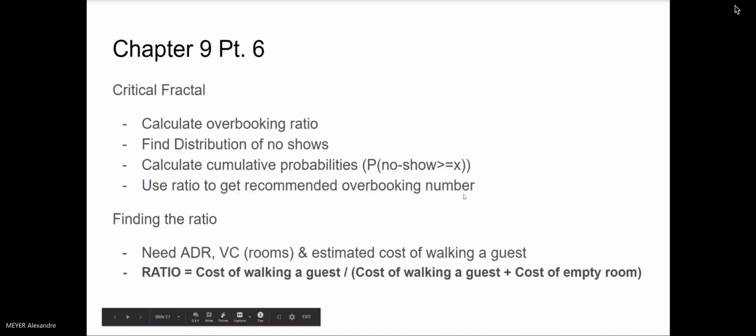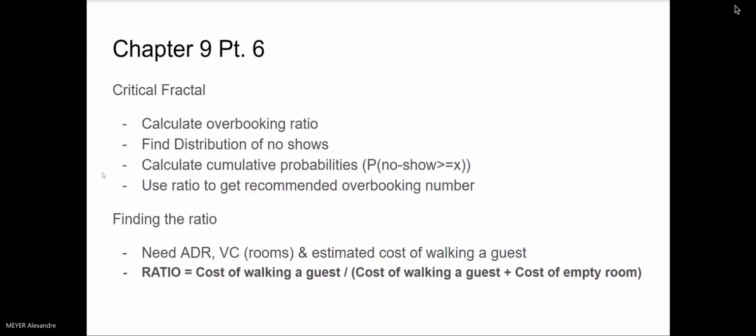Say, for instance, you have an ADR of 300, a variable cost of 80, and an estimated cost of walking a guest at 600. If you were to do the working, you'd have 600 divided by 600 plus 220, which is a ratio of 0.73. We'll see an example of that a bit later on.